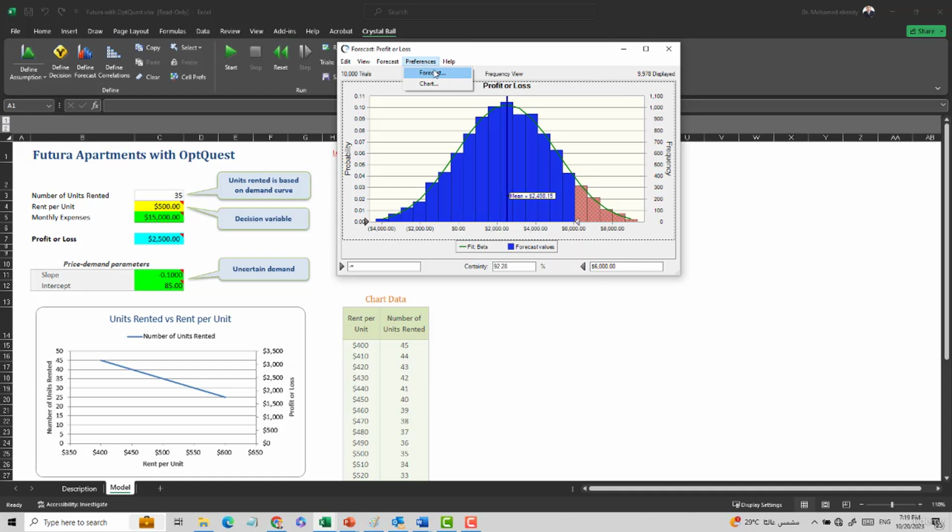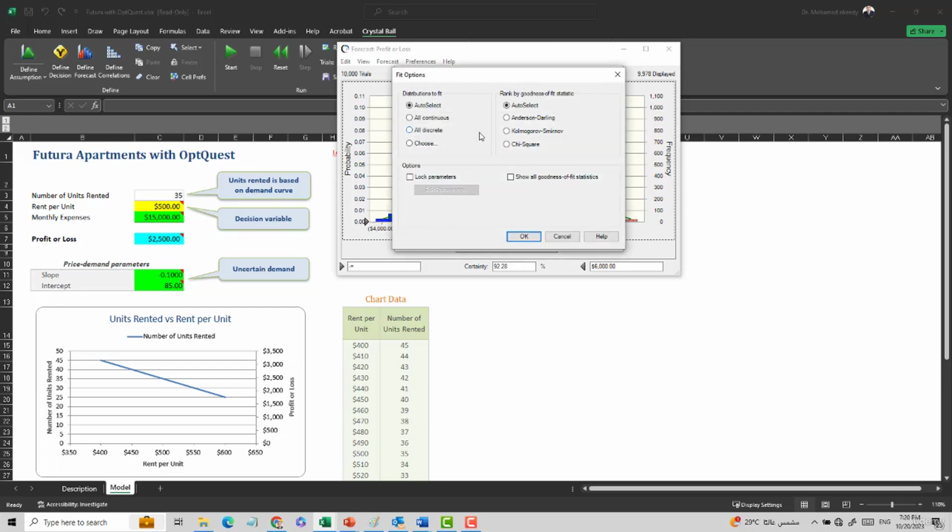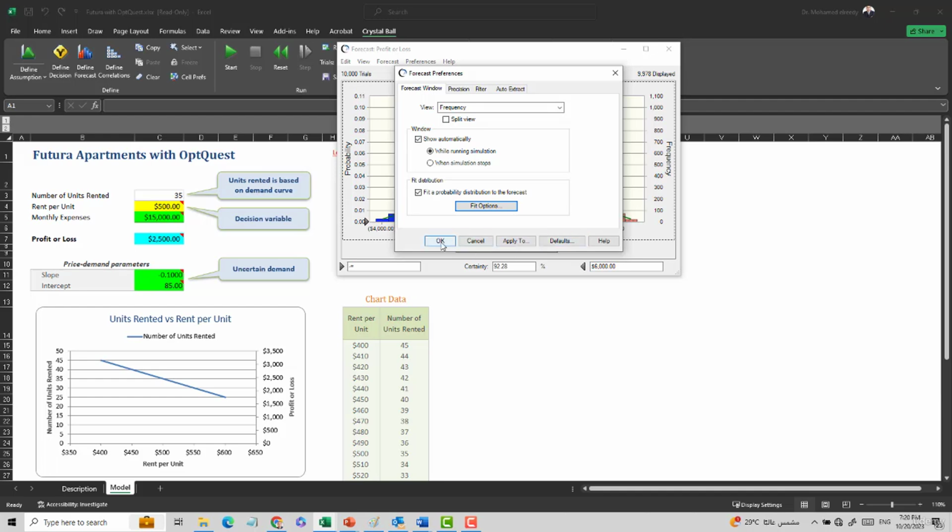What else? One is the frequency. Forecast preference, it will be the frequency. Fit options, we mentioned here the fit options that we have. What about the fit option? It will be also auto select or continuous. You take all the curves that we have here according to auto select. What about the best ranking? It will be Anderson-Darling or KS or chi-square and so on, and discuss about it, and maybe show all the goodness of fit statistics. Okay.